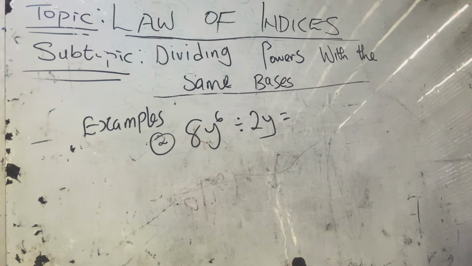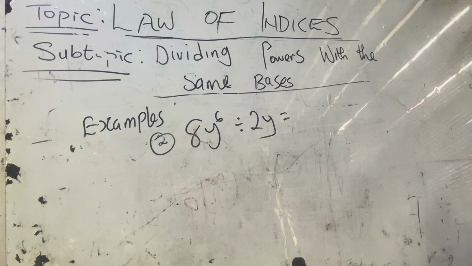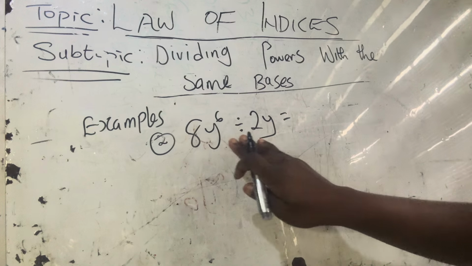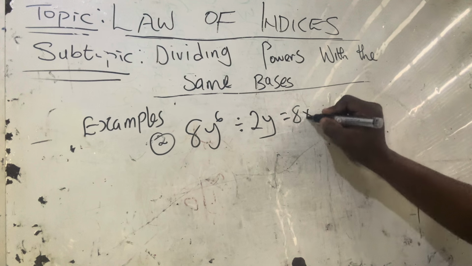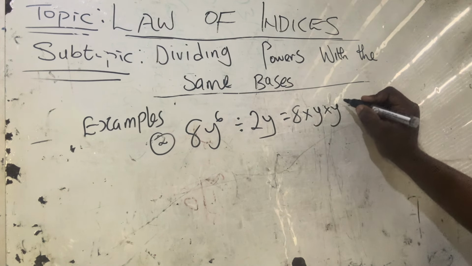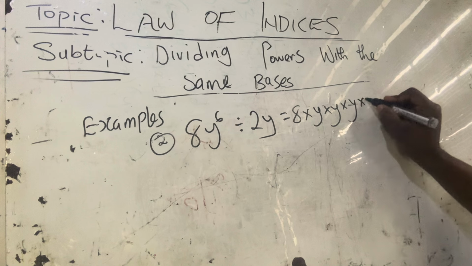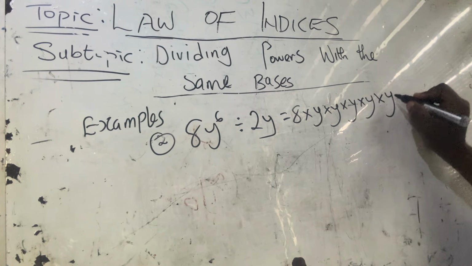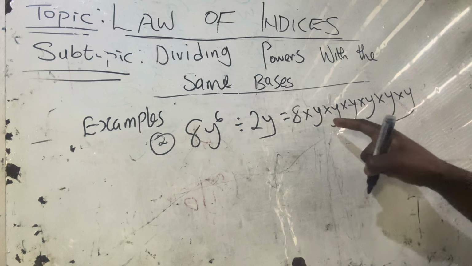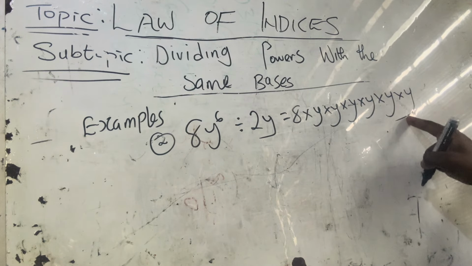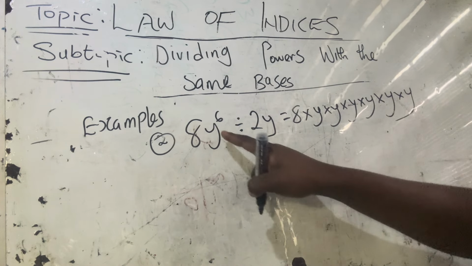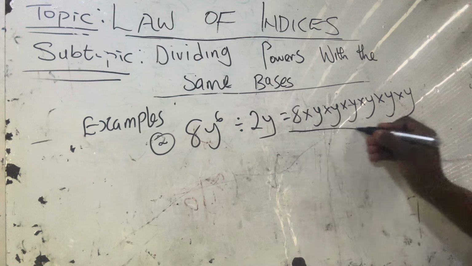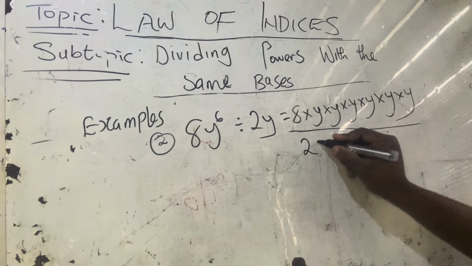Now, I'm still going to make use of the expanded method and the short method. Now, if we are using the expanded method, this simply means 8 times y into 6 places. That's 8 times y times y times y times y times y times y, 1, 2, 3, 4, 5, 6 into 6 places, because y raised to power 6 means y times y times y times y into 6 places, divided by 2 times y.